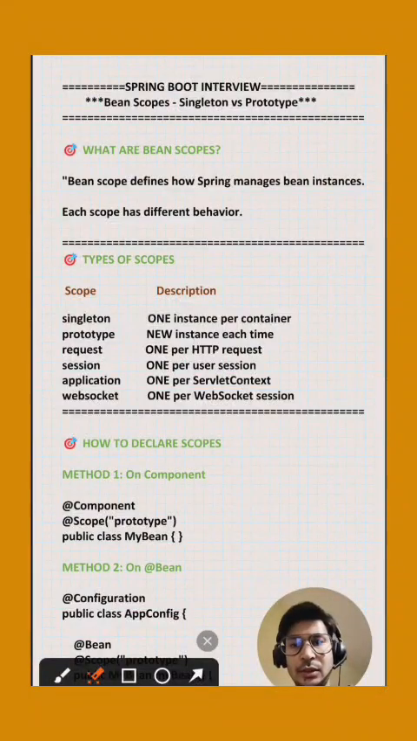Hi everyone. We have one important question: what are bean scopes, and what is the difference between singleton and prototype? Bean scope defines how Spring manages bean instances, and each scope has different behavior. We have different types of scopes like singleton, prototype, request, session, application, and WebSocket. For singleton, one instance of the bean per container will be created.